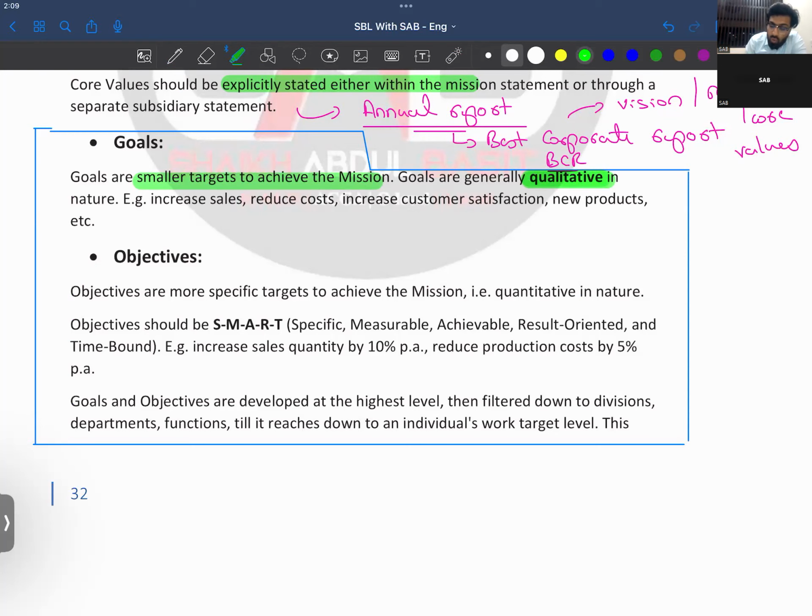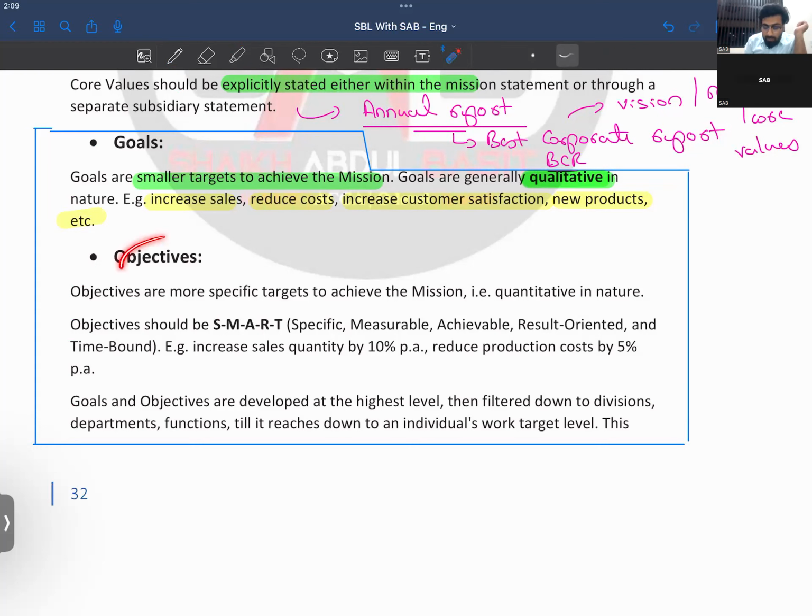What can be someone's goals? Increase sales, reduce cost, increase customer satisfaction, new products, etc. That you have to increase the sales, you have to reduce the cost, you have to increase customer satisfaction, you have to launch new products, right? So these are your goals.